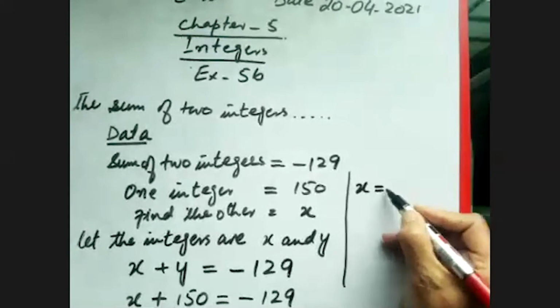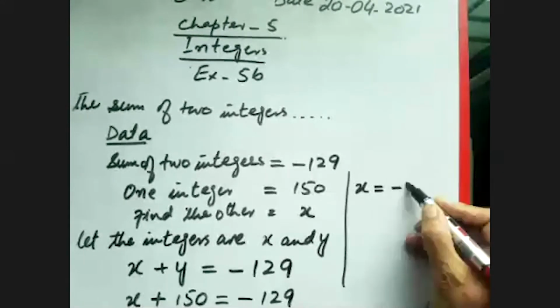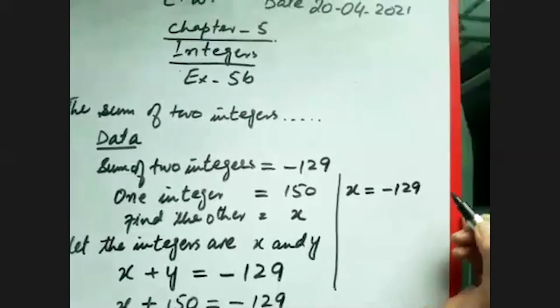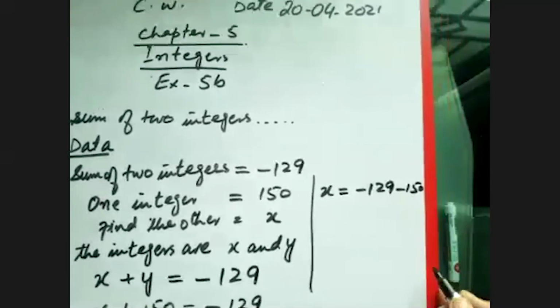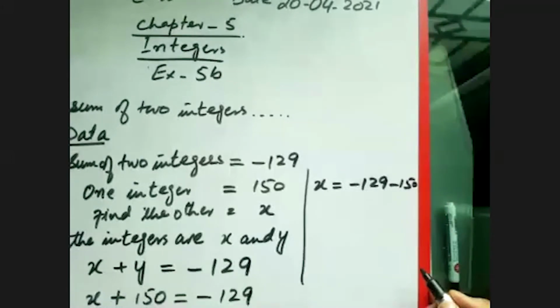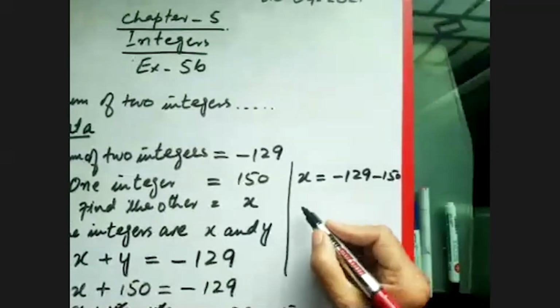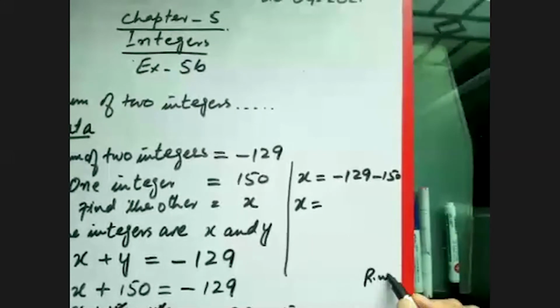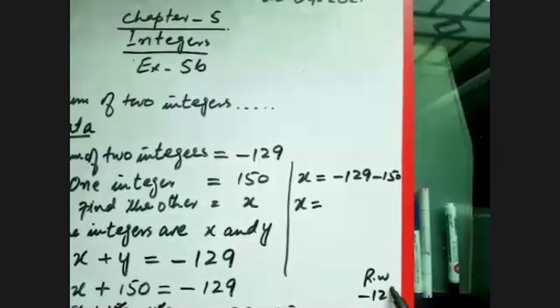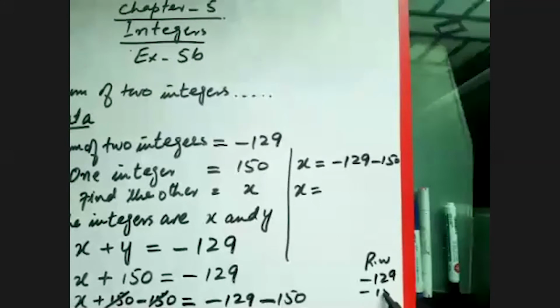x is equal to minus 129 minus 150. Now look children, x will be equal to, do the rough work as I am doing, minus 129 minus 150. These are the same signs, so you have to do addition.